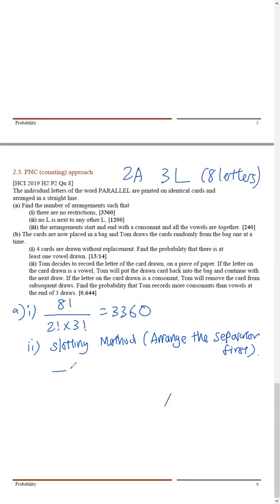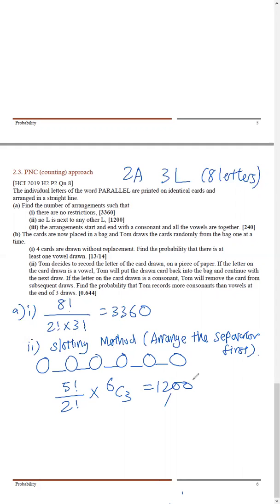So we'll arrange the 5 other letters, 1, 2, 3, 4, 5. So it will be 5 factorial. And when we arrange these 5 letters, there are 2 repeated A's inside, so you need to divide by 2 factorial. Multiply by, we'll slot in the L's. So how many slots are available? 1, 2, 3, 4, 5, 6. 6 slots available, so 6 choose 3. We are not going to arrange the L's because they are the same. So this will give me 1200.